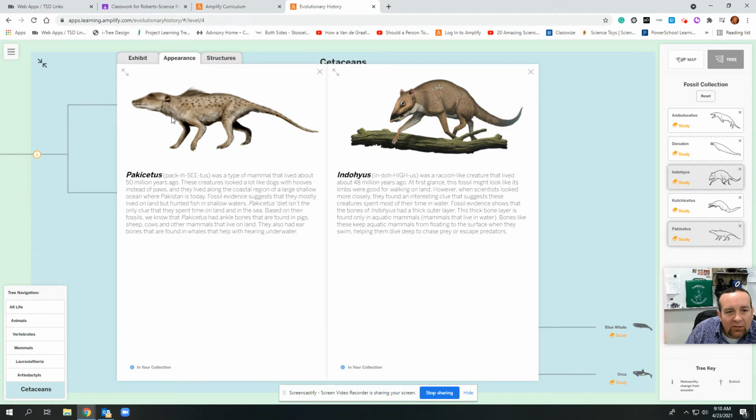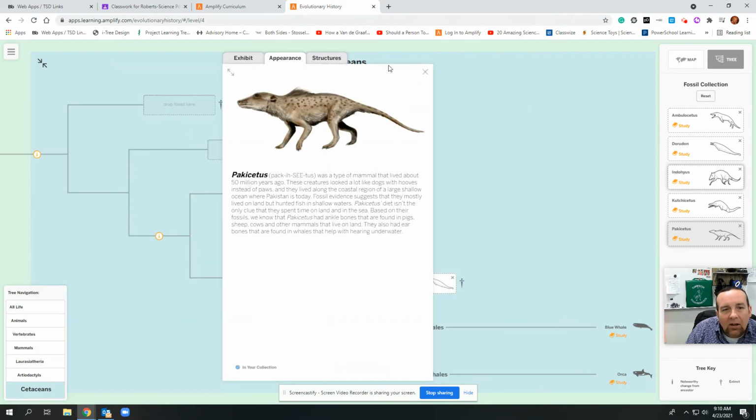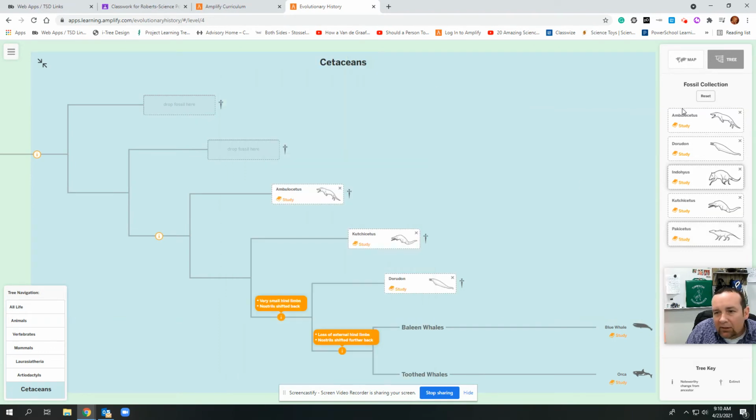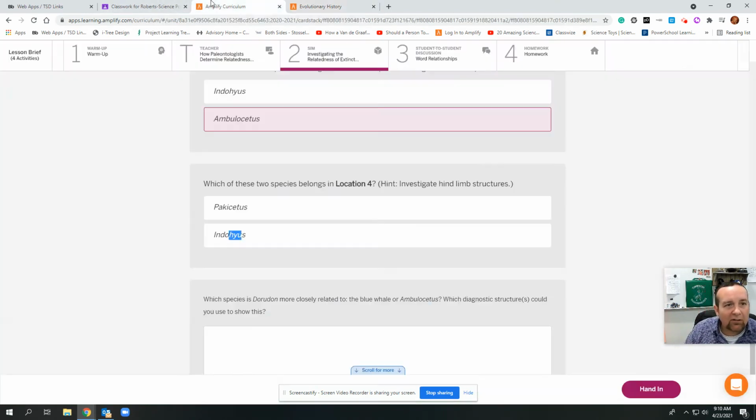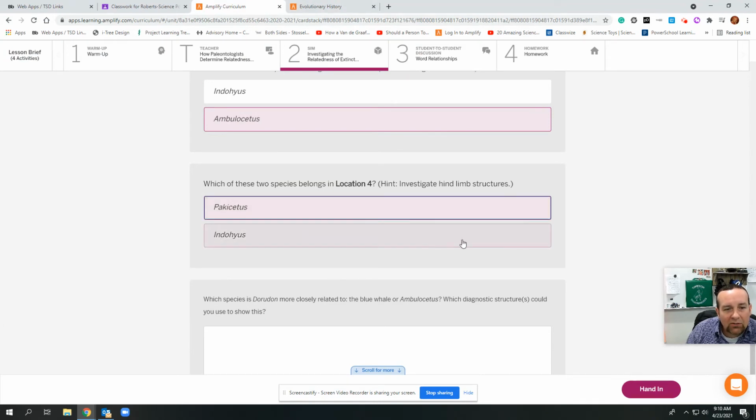Which one of these two is most like whale? I think we're gonna go with, where's he at? This one. Oh, it's not right. So the Indohyus and, let's see, where's the Pakicetus? Pakicetus right here. So there we go. We've completed our tree. So position 4 was Pakicetus. No, yes, it was. We check again.